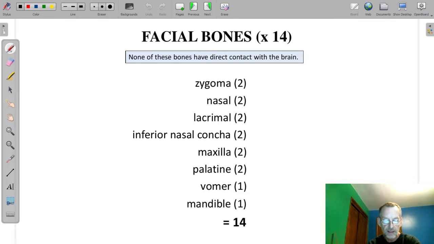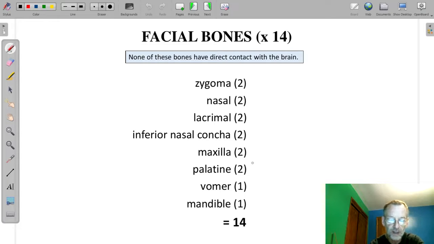So again, these are the 14 facial bones. Most of them are paired, right and left. And by definition, none of these have contact with the brain. So the zygoma or the zygomatic bones, nasal, lacrimal, the inferior nasal concha, maxilla, palatine, vomer, and mandible. And we'll go through those.